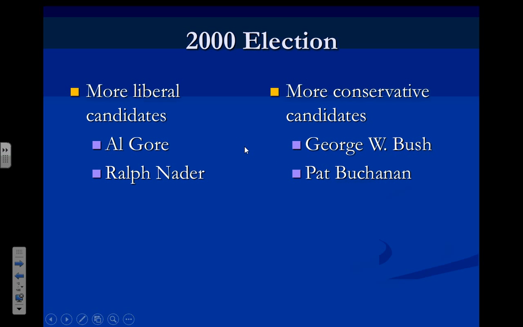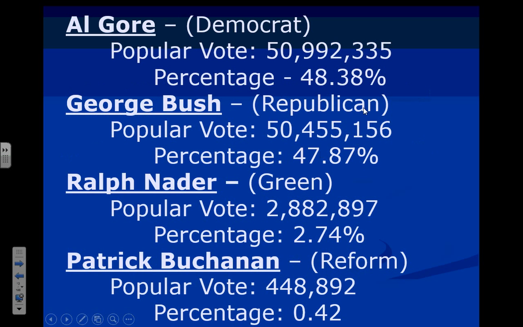Okay, so this was an exceptionally close election. And when you look at the end, you see that Al Gore got 48% of the votes, of the 50.9, 50 million votes.